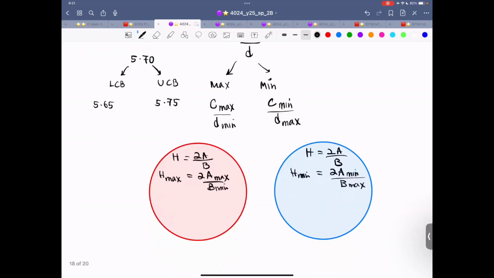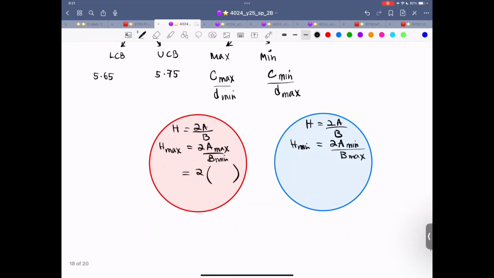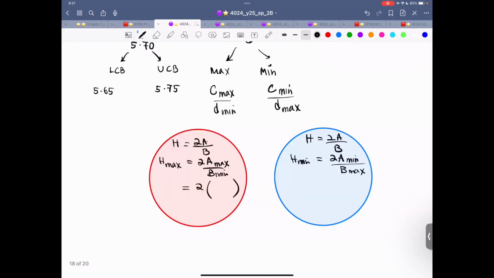So now first, let me evaluate this. What is the maximum value of A? I'll simply write it. The maximum value of A is 12.5, and the minimum value of B is 5.65.